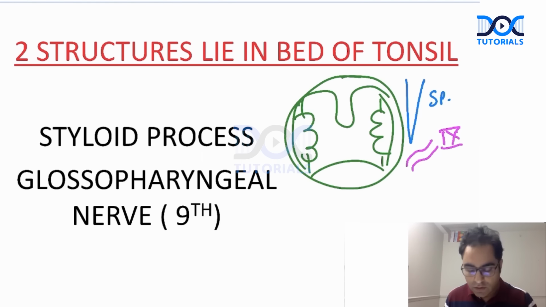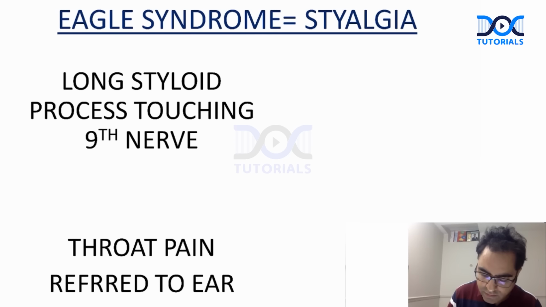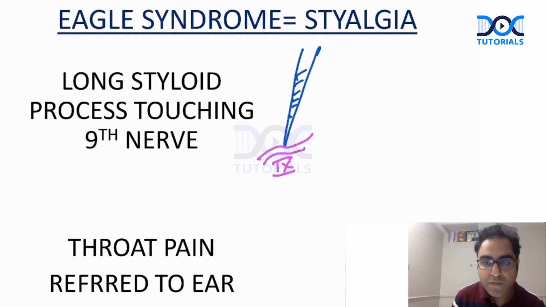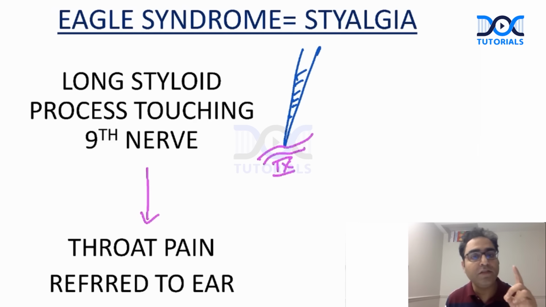But by chance, the styloid process becomes very long. If the long styloid process starts pressing the ninth nerve, it will lead to throat pain referred to ear. You have a styloid process, everybody has it. A long, elongated styloid process pressing the ninth nerve will lead to throat pain referred to ear, and this is technically called Eagle syndrome or styalgia.